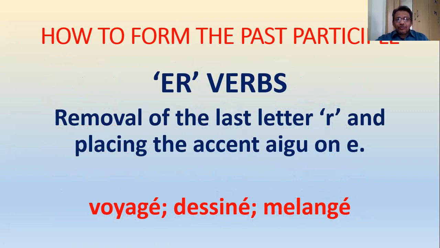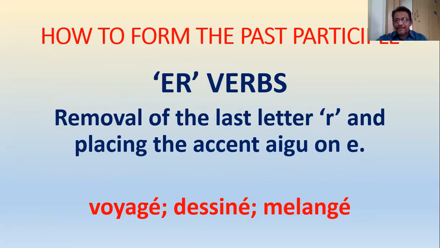Now, how to form the past participle of an ER verb? It's very easy. You just have to drop the last letter E. It is shown here, the last letter E. And then you have to place on the E, which will be the last letter now. Once R is dropped in any ER verb, the last letter becomes E. On that E, you have to place accent IU. Now that becomes past participle. It's very easy to remember.